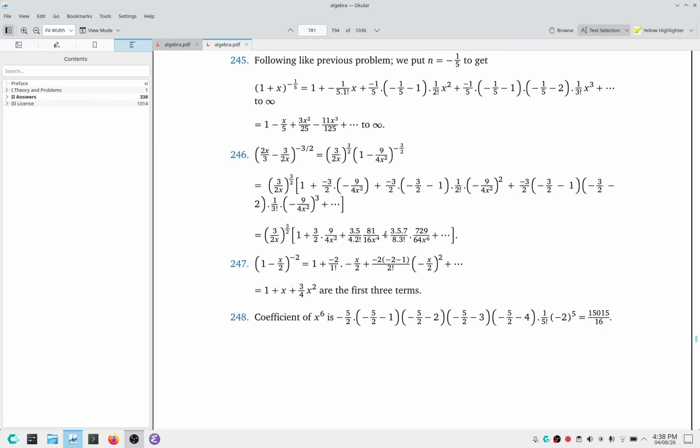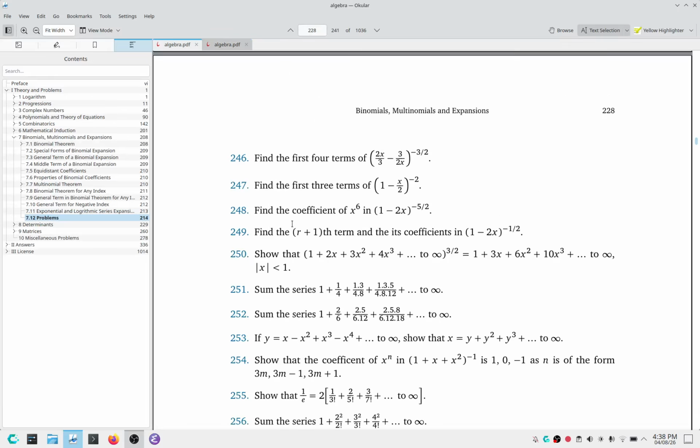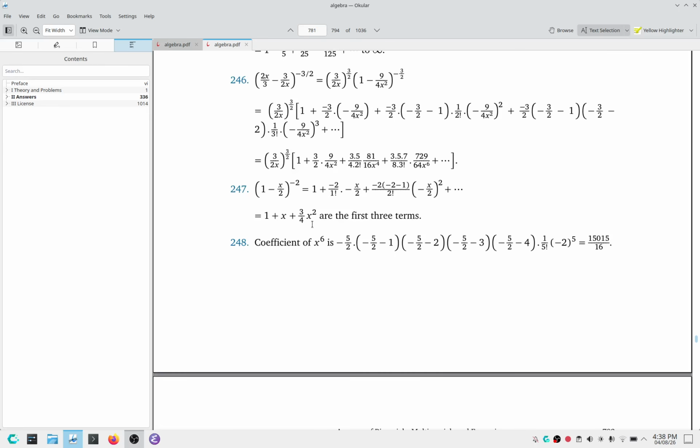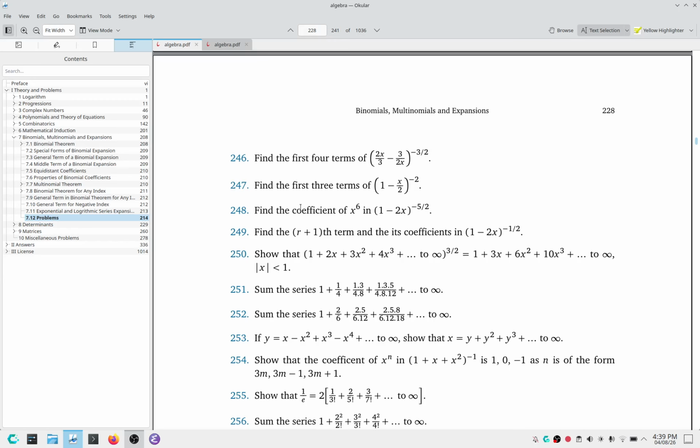So those will be the first four terms. Question 247 says: find the first three terms of (1 minus x upon 2) to the power minus 2. So the first three terms would be 1 plus (minus 2 upon 1 factorial) times (minus x upon 2) plus (minus 2)(minus 2 minus 1) upon 2 factorial times (minus x upon 2) whole square. So the first three terms will be 1 plus x plus 3 upon 4 x square.